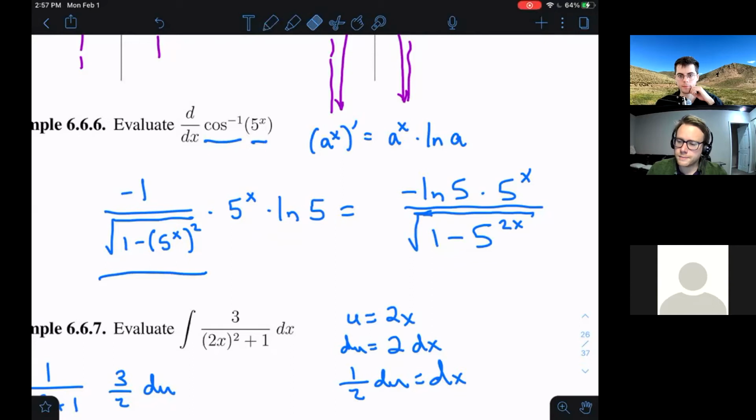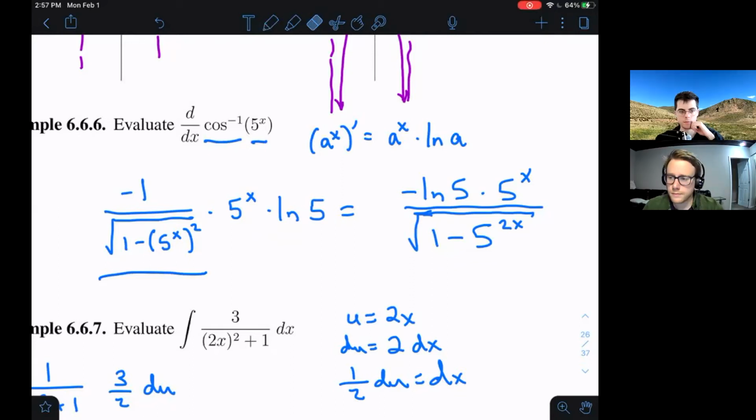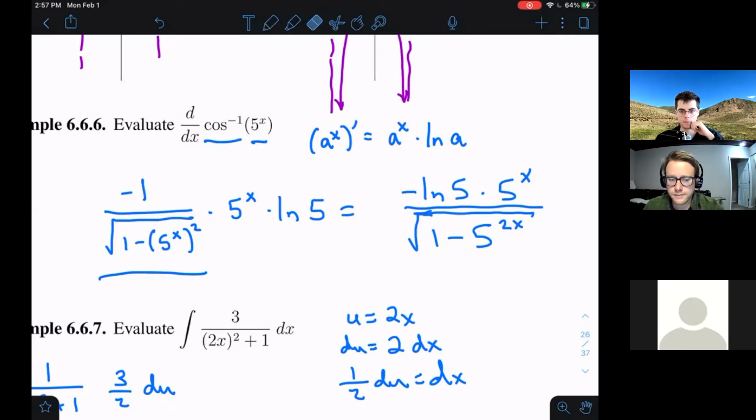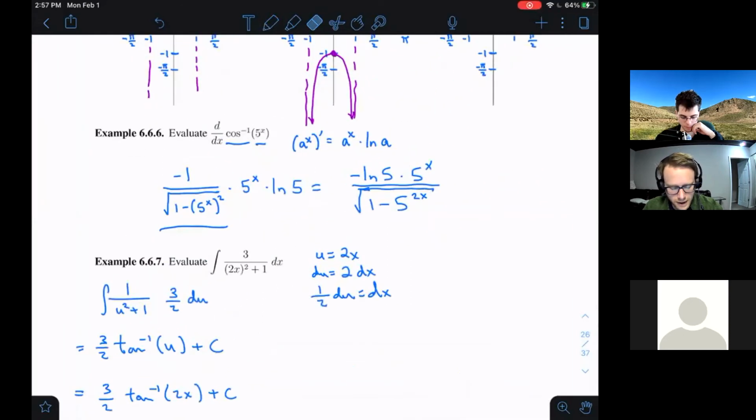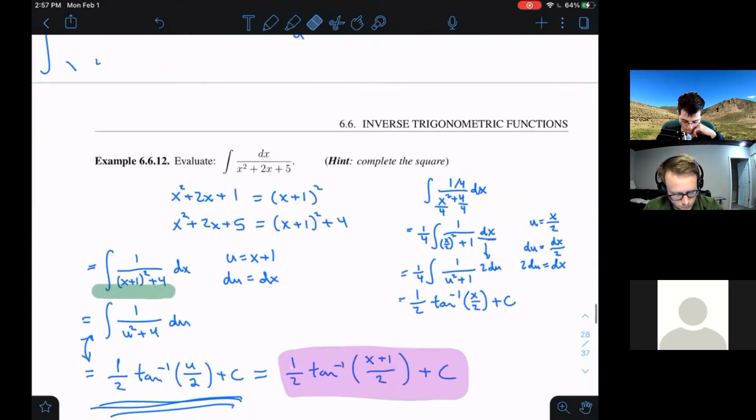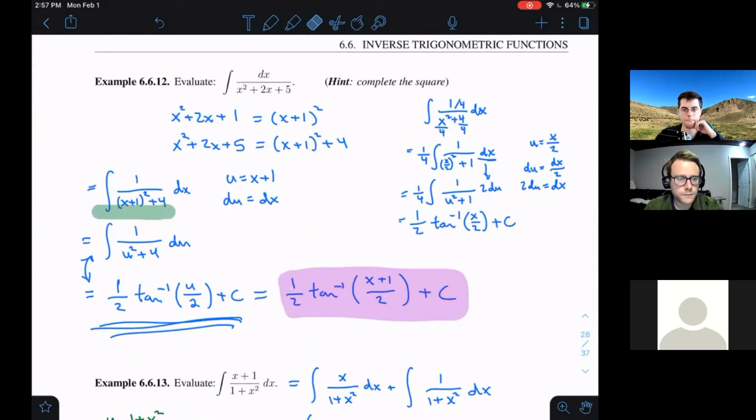Sydney, you're up next. Hi, I had a question on the pre-class video notes too. Example 6.12. I was just kind of confused where we got the 1/2 and the u over 2. After we did the 1/4 integral for the 1 over u squared plus 1.